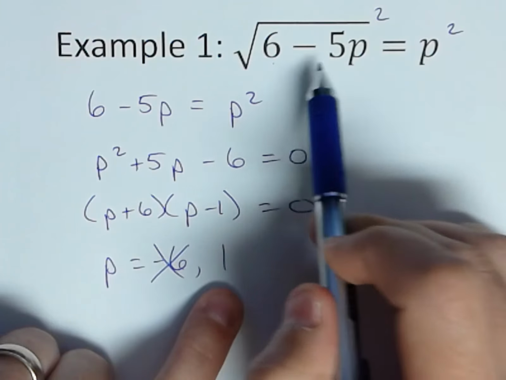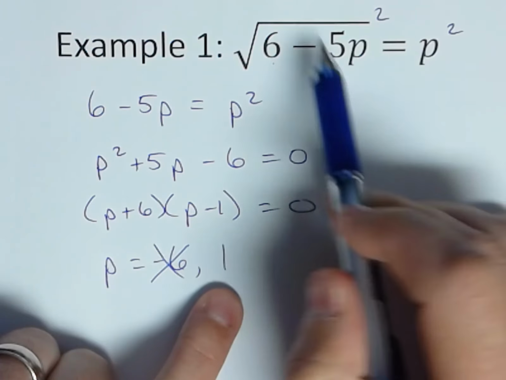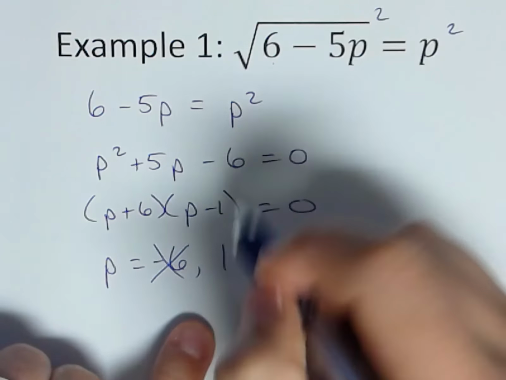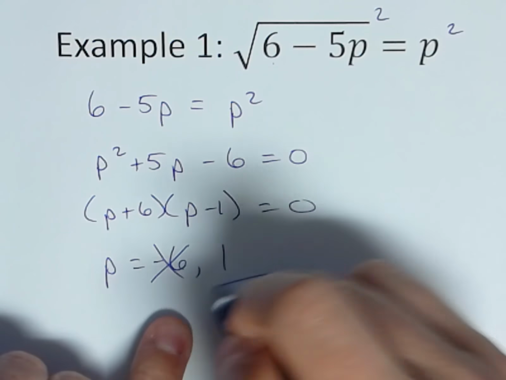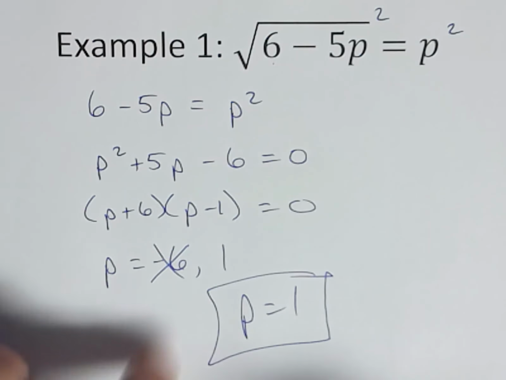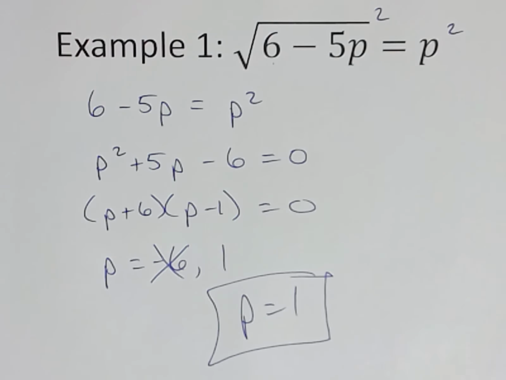Now 1: 6 minus 5 would be 1. Square root of 1 equals 1. Hey, that works. So p equals 1 is a valid solution. So again, always want to check.